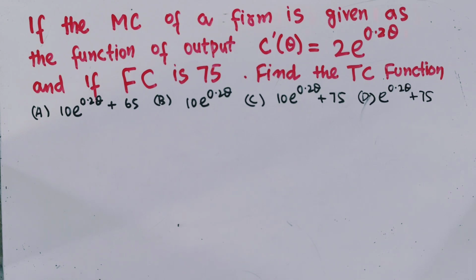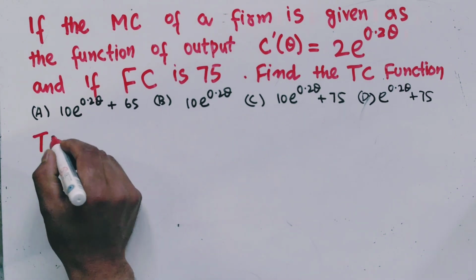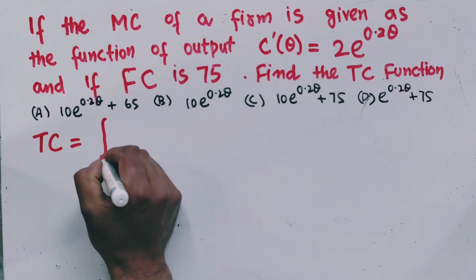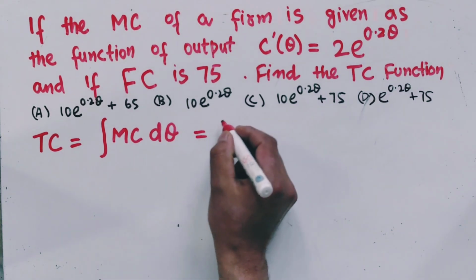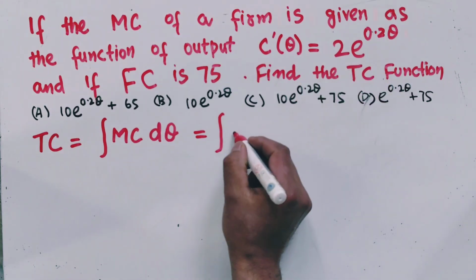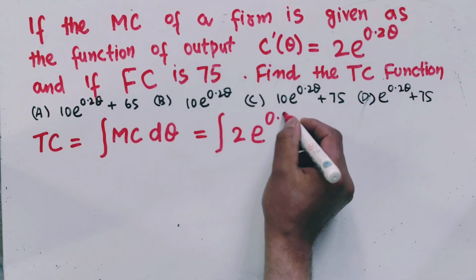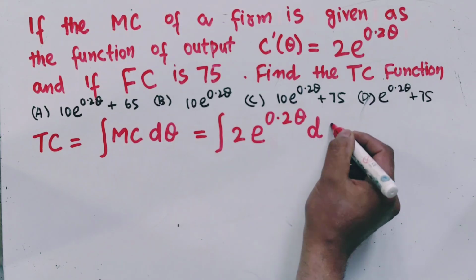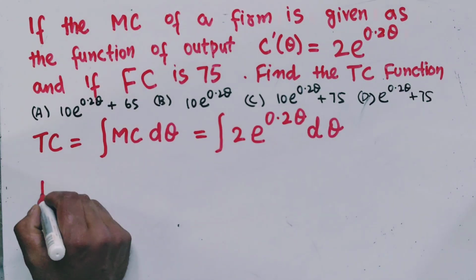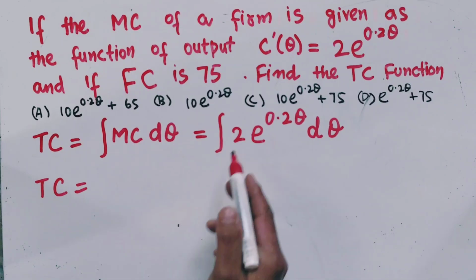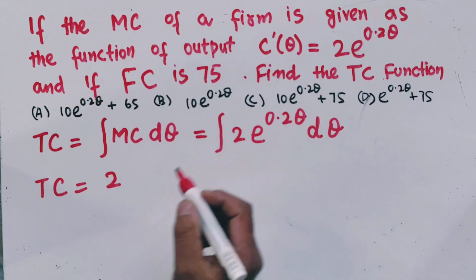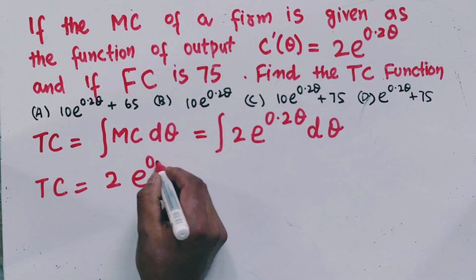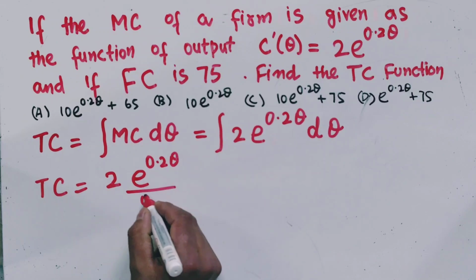So what is total cost? To find the total cost, we need to integrate the marginal cost function with respect to output, which is the integral of 2 times e raised to the power 0.2 Q with respect to Q. So we have 2 times the integral of e raised to the power 0.2 Q, which will be equal to e raised to the power 0.2 Q divided by 0.2.